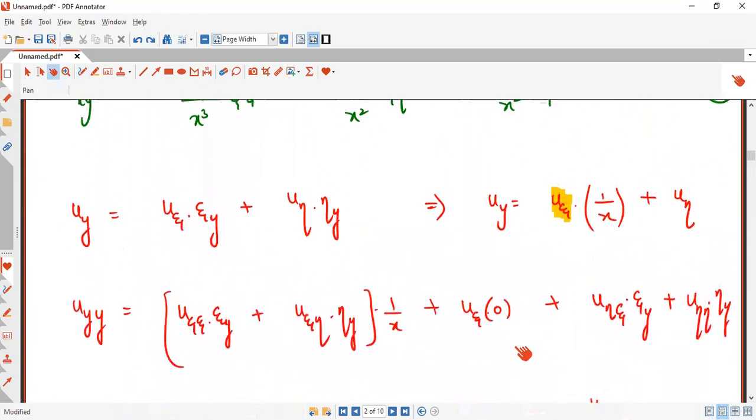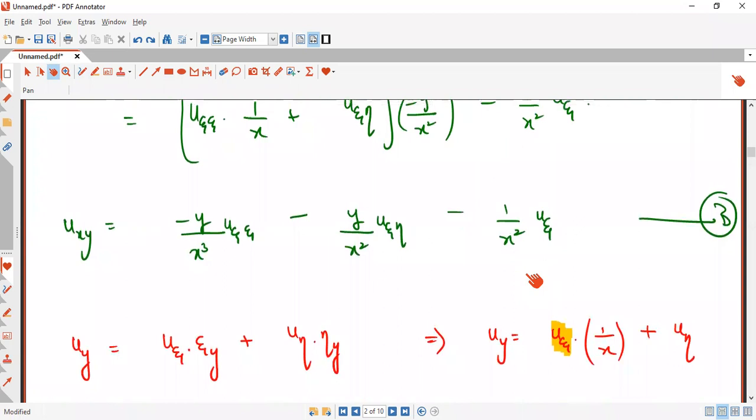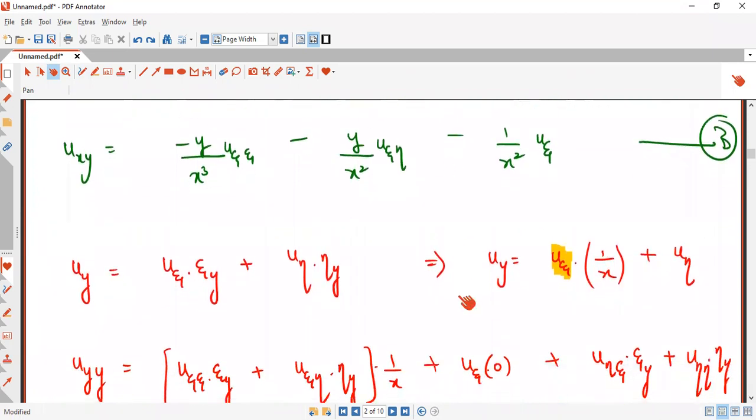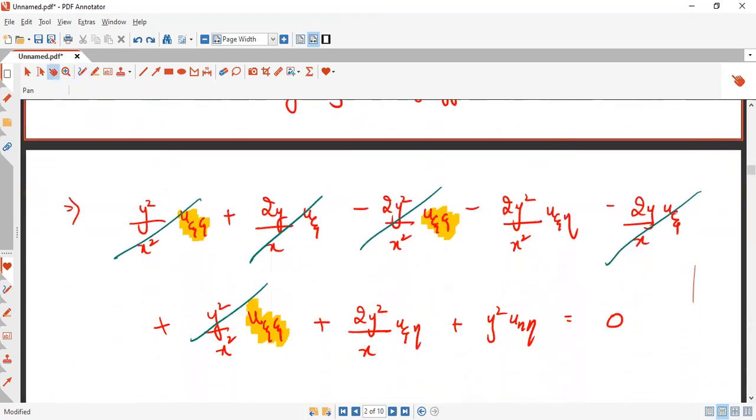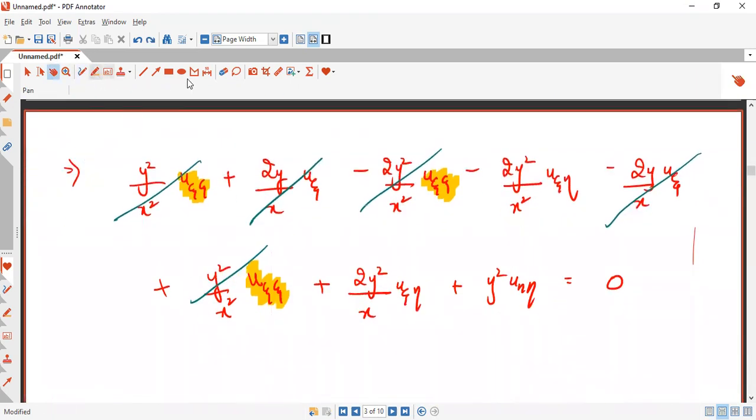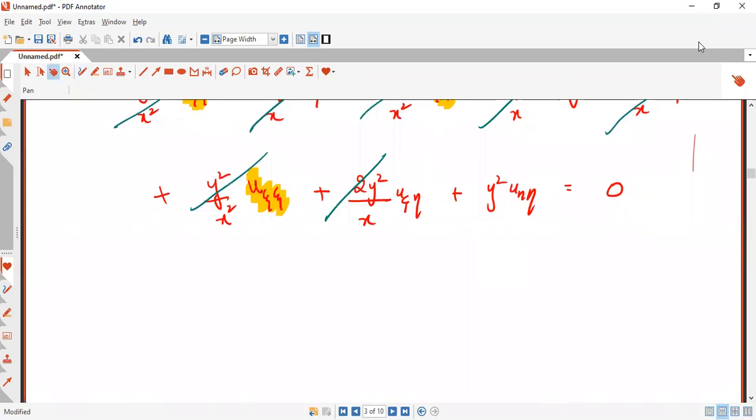u_η, have I done something wrong here? u_η was minus 1 upon x square. Okay, I have multiplied with 2y, so let's come 2y upon x. This is right. y square u_ξη equals to 0 is left, right? So you're left with y square u_ξη equals to 0. That means y cannot be 0, so u_ξη equals to 0. This is the canonical form that we have reached over here, right?